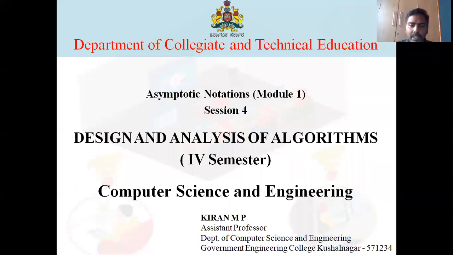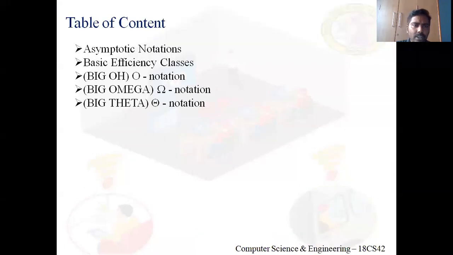Now coming to the content of the session. Just now I said what an asymptotic notation is. There are three notations we are going to discuss. One we call big O notation, the second we call big omega notation, and the third we call big theta notation. These notations describe the efficiency of an algorithm, I mean, the behavior of an algorithm. We'll see all these three notations in detail.